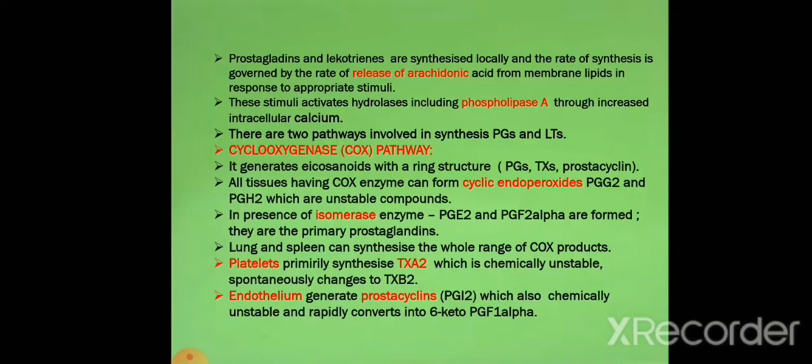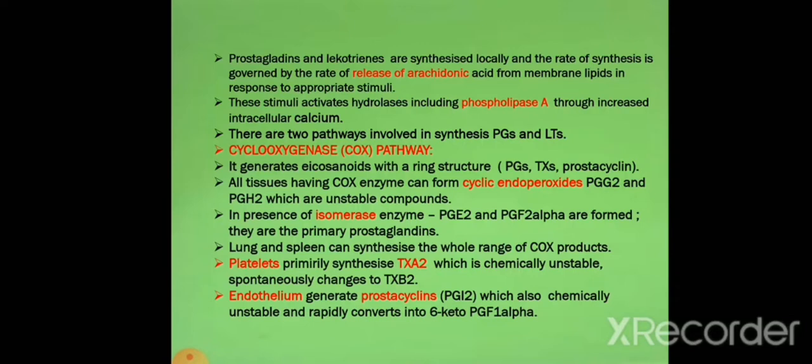And we can look into the first pathway. It is the cyclooxygenase pathway, or the COX pathway. It generates eicosanoids with a ring structure, and that includes prostaglandins, thromboxanes, and prostacyclins. All tissues having COX enzyme can form cyclic endoperoxides, that is PGG2 and PGH2, which are usually unstable compounds. In the presence of isomerase enzyme, PGE2 and PGF2 alpha are formed, and they are the primary prostaglandins.